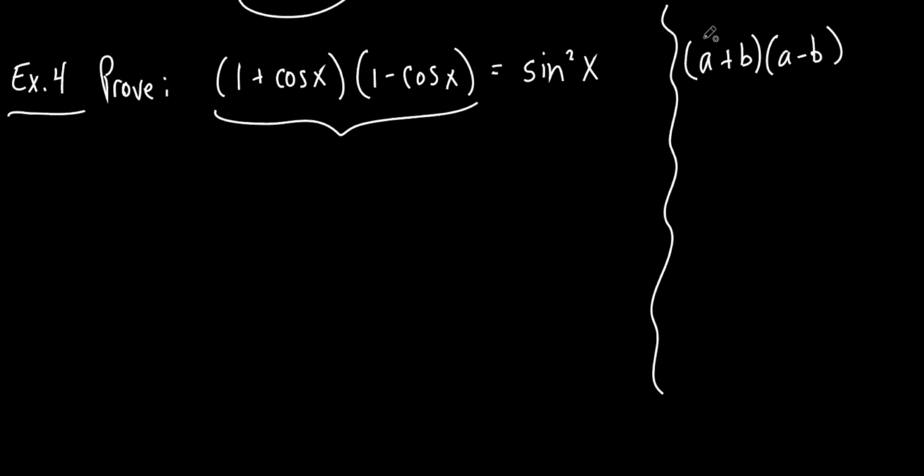So watch. The FOIL method says you multiply the first, the outside, the inside, and the last. Do you remember that from algebra? All right, so let's do that with the a and b, and then we're going to do it with this stuff. First, a times a, which is what? A squared. Let's do the outside. A times negative b, or negative what? AB.